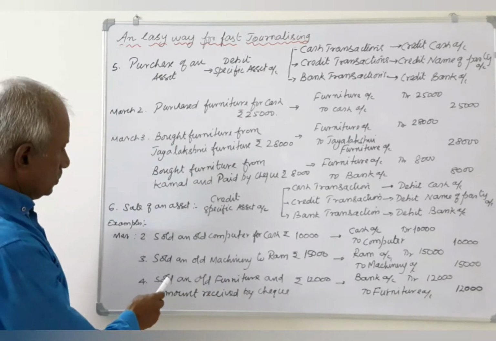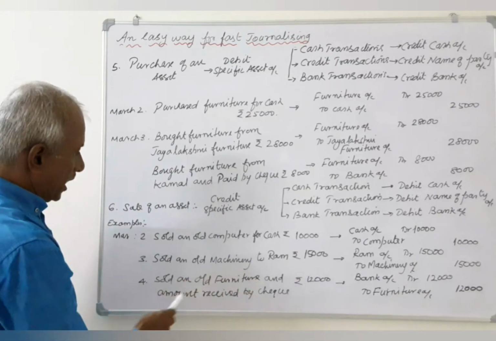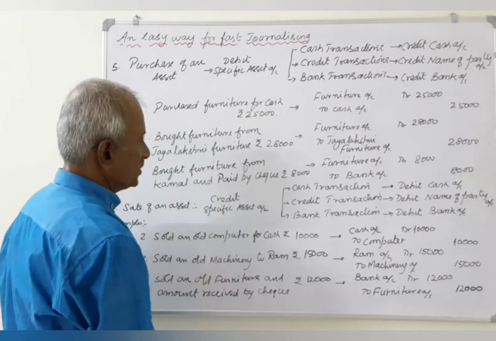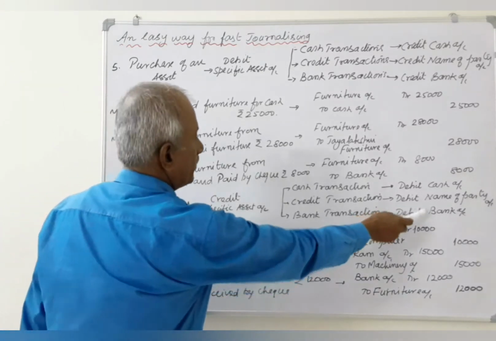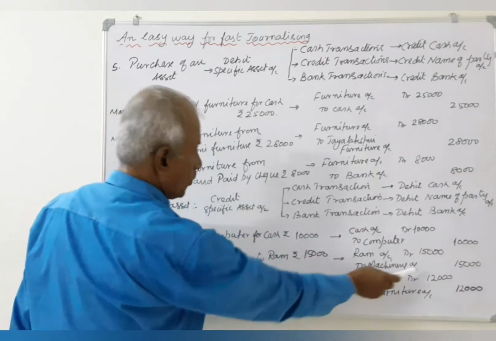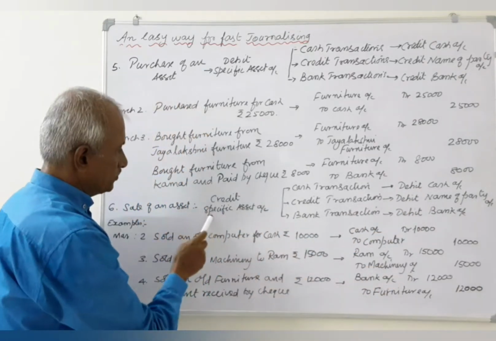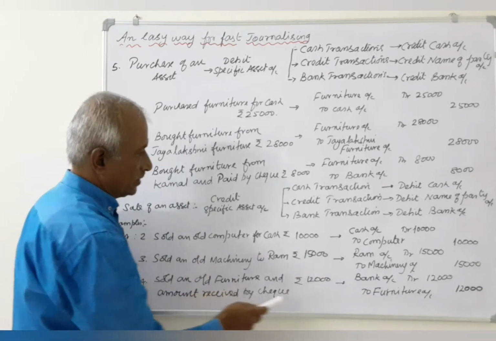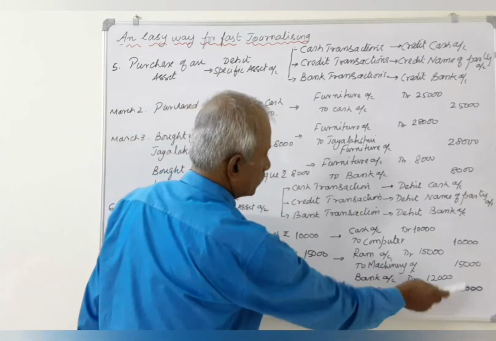Four. Sold an old furniture and amount received by check. This is a bank transaction. So debit bank account. So bank account debtor 12,000. Credit specific asset account. Here it is furniture. So to furniture account 12,000.